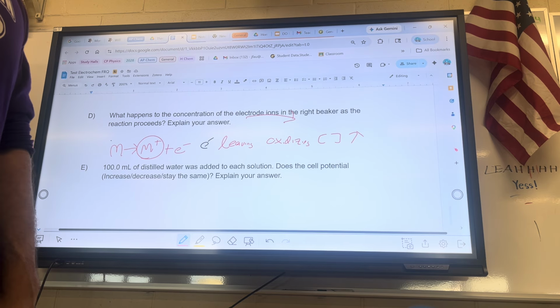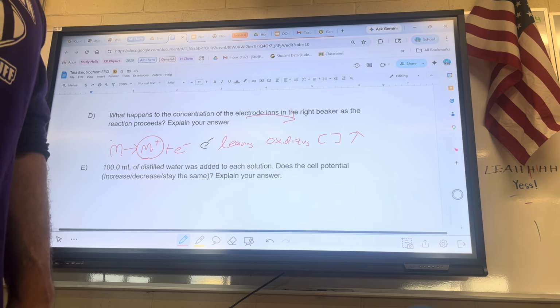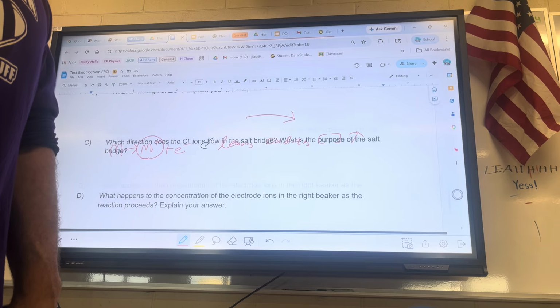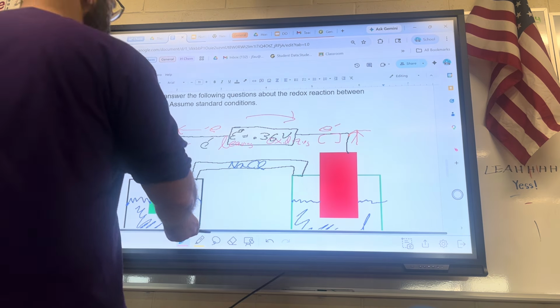Last part. We add distilled water to both sides. Does the cell potential increase, decrease, or stay the same? So I'm going to go up here. We're diluting this solution here.